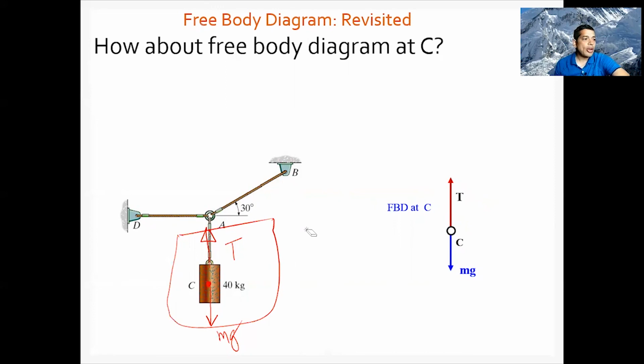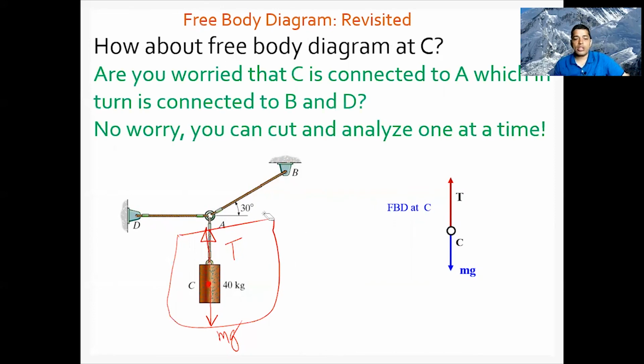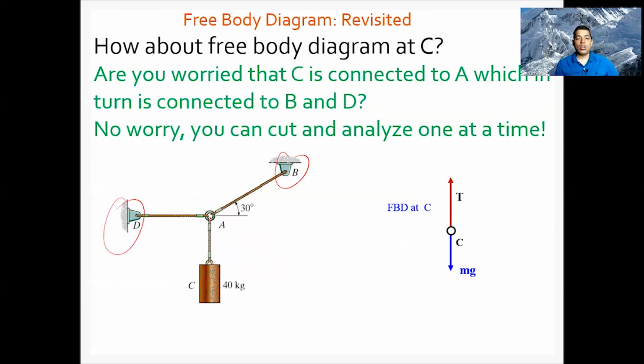Okay, but you might wonder, this C is connected to A, which is also connected to B and D. Will that further connection to B and D affect my calculation? You might be worried about that, right? You don't have to worry about that, because that's the beauty of the free body diagram.